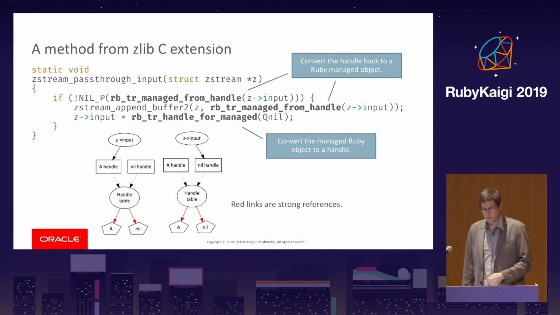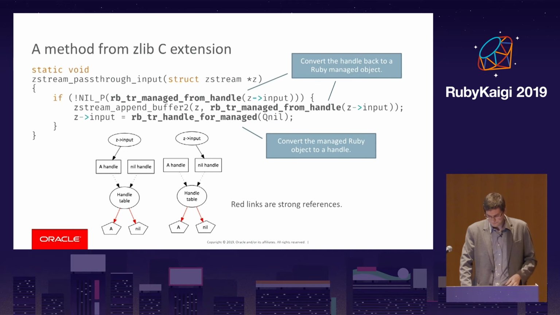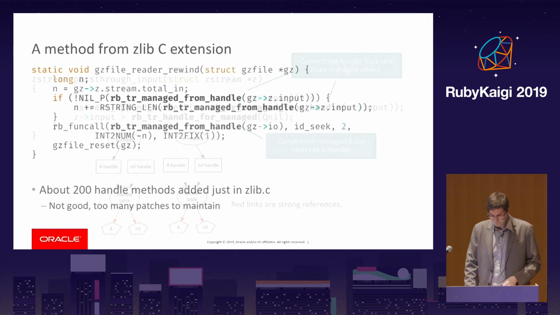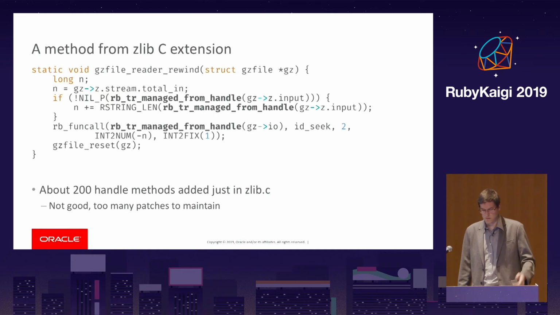And below that, there is some representation of how it looks in memory. So the rectangles are just for the numbers. The red links are representing strong references. And circles are for the rest. Of course, you can imagine you need to store stuff in the zstream struct in the zlib standard library quite often. So this resulted in about 200 handle methods added to the standard library in the past, which was not very good because we had to maintain these changes of the standard library. So we wanted to get rid of that.